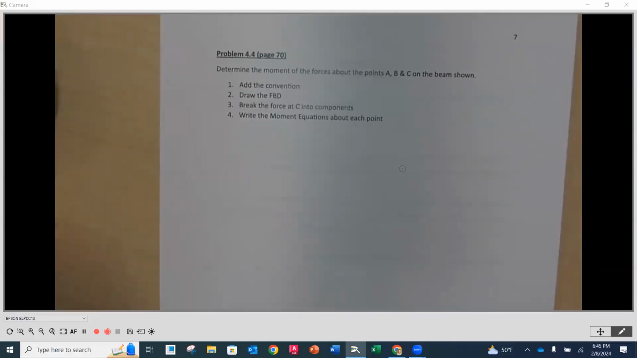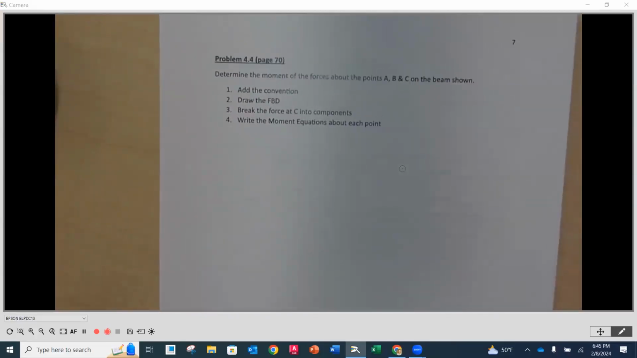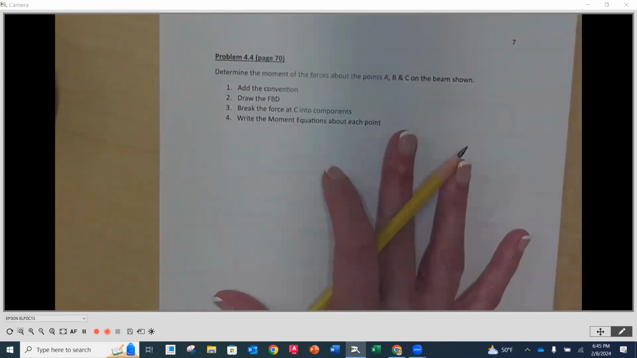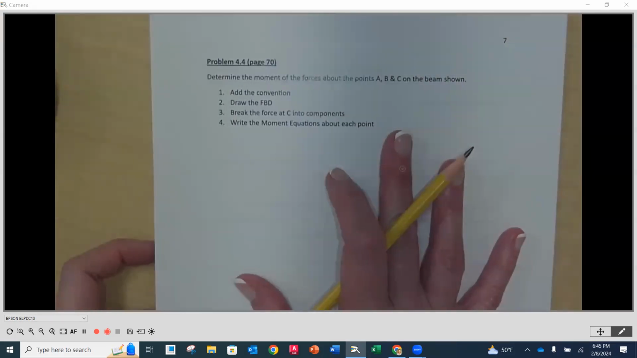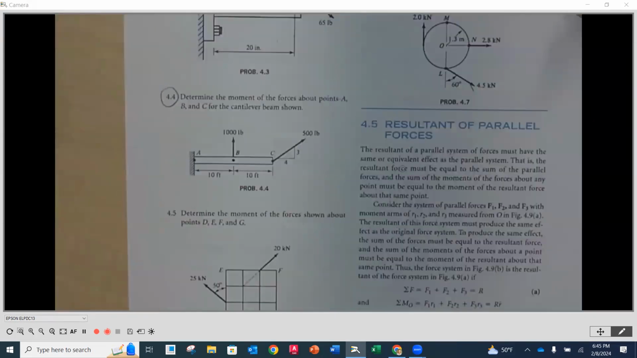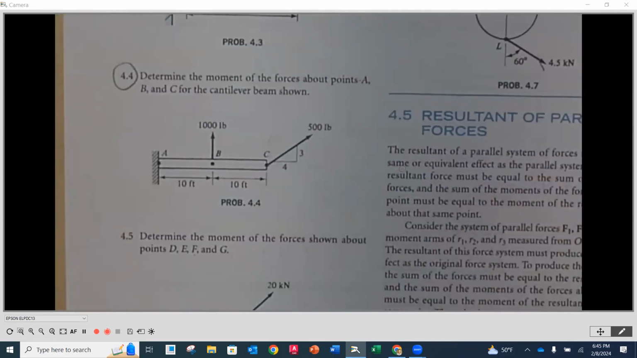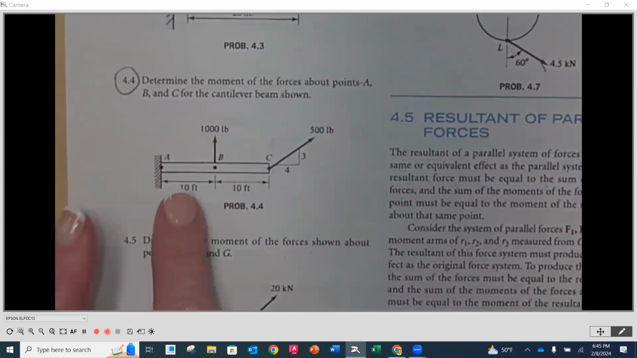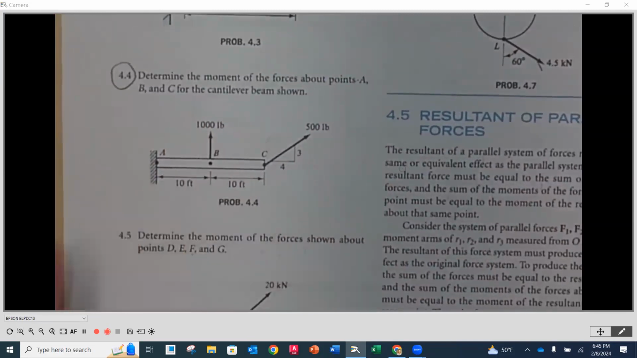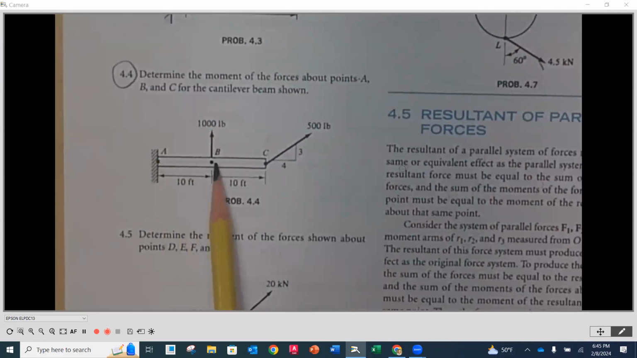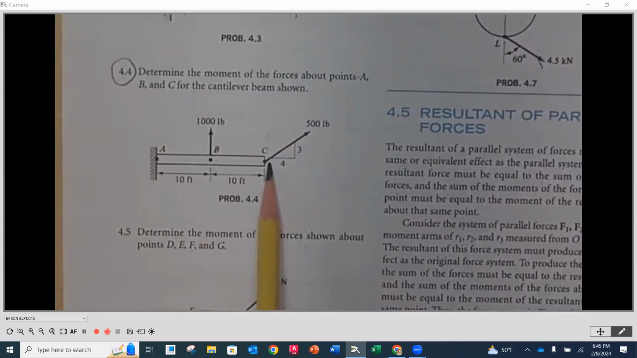Okay, so we're going to be looking at problem 4.4 now. This is on page 70 in our handout. So I'm going to pull up the illustration here. This is 4.4 right here. It says we want to determine the moment of the force about points A, B, and C. And this is a cantilever beam, meaning it's just supported all on one end. And that's where point A is. And then there's 10 feet to B and then 10 feet to C.